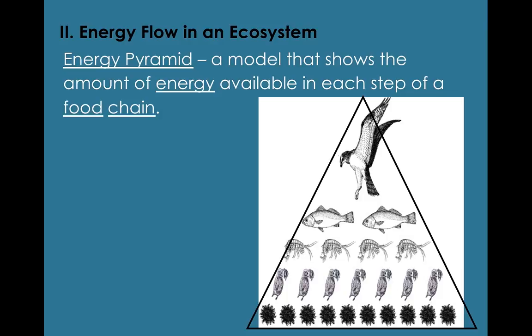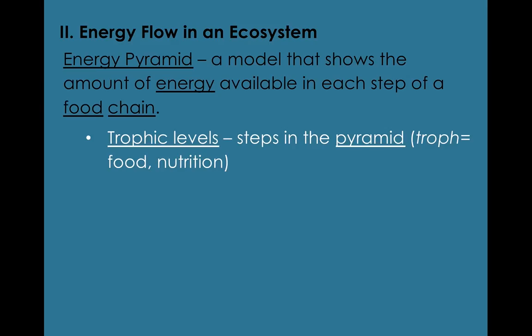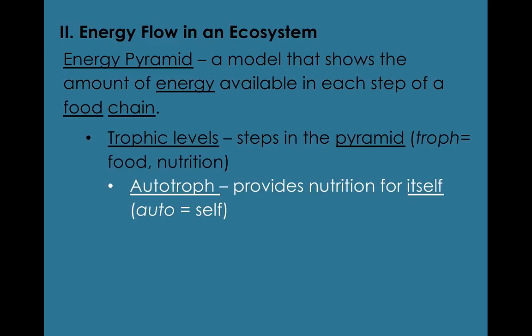Now, when we're talking about these levels in the pyramid, we call these trophic levels. Trophic levels are the steps in the pyramid. And the word troph is a root word that means food or nutrition. And so we have 2 kinds of trophic levels. We have autotrophs. And the root word auto means self. And troph means nutrition. So an autotroph provides nutrition for itself. Now, another name for an autotroph, a synonym of autotroph, is producer.